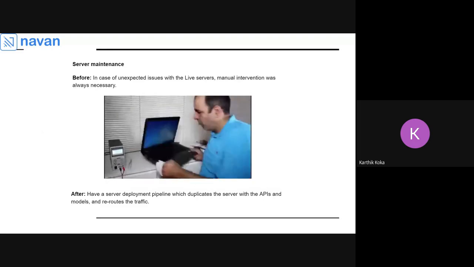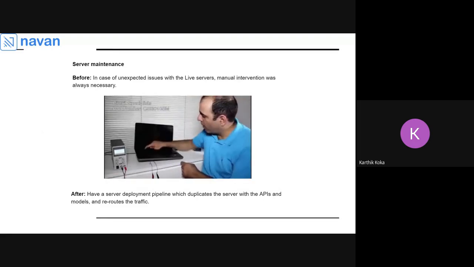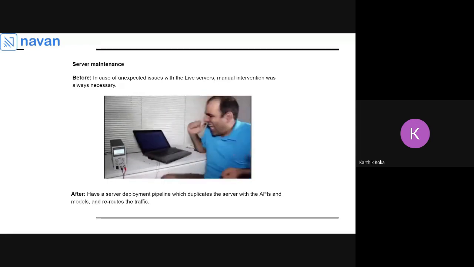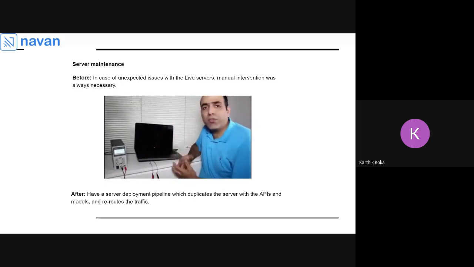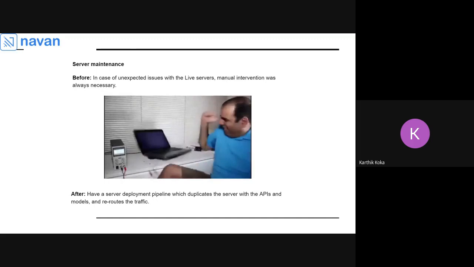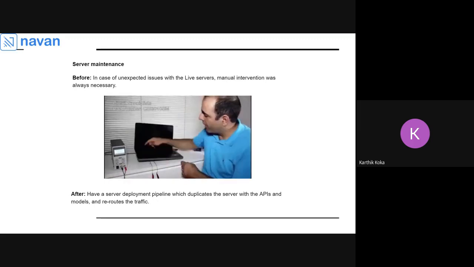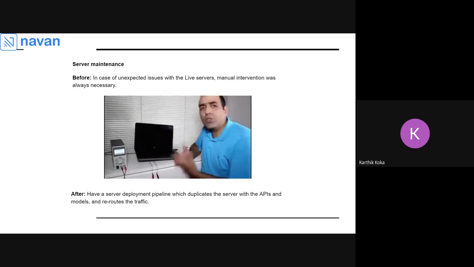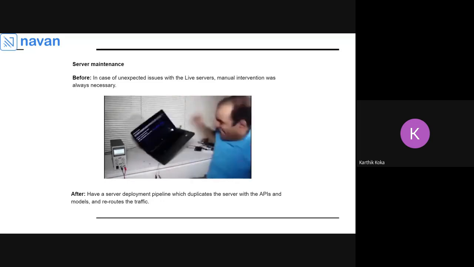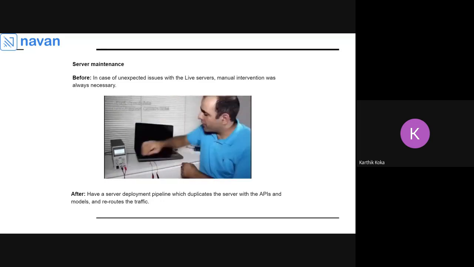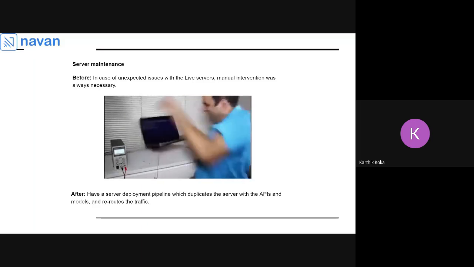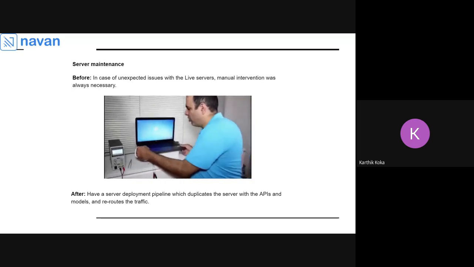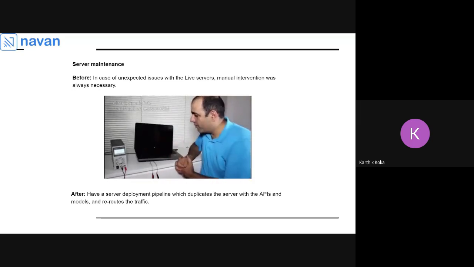So later on we built a server deployment pipeline, which whenever there is an issue, even a non-developer could just run it, and the server would be duplicated with all the APIs and models running, and all the traffic would be rerouted to that API. So this way, even though there are no developers available, the server could be restarted and there wouldn't be much downtime.